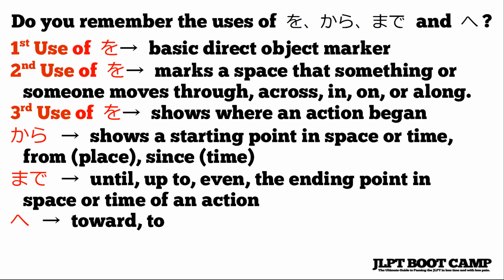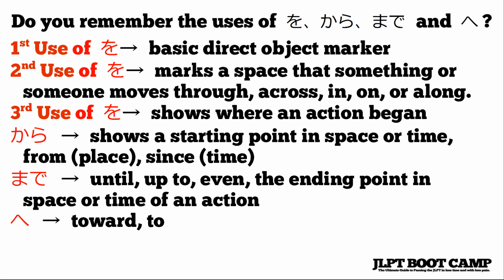It shows a starting point in space or time, but the difference there is that the third use of o emphasizes the point of departure, the starting point of whatever the action is, whereas kara emphasizes movement between 2 points of physical space. And of course, you can't use o with time. Next one, made, is until, up to, even, the ending point of a space or time of an action. Usually, kara and made tend to be used together in sentences. They don't have to be, though. And there's plenty of situations where you can use made just by itself.